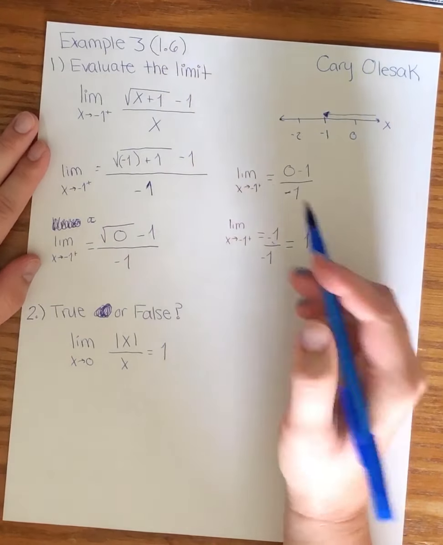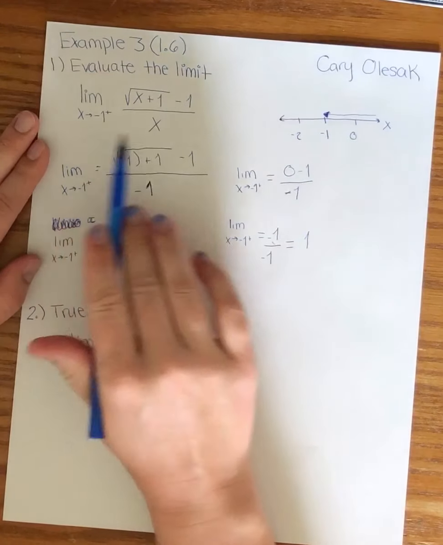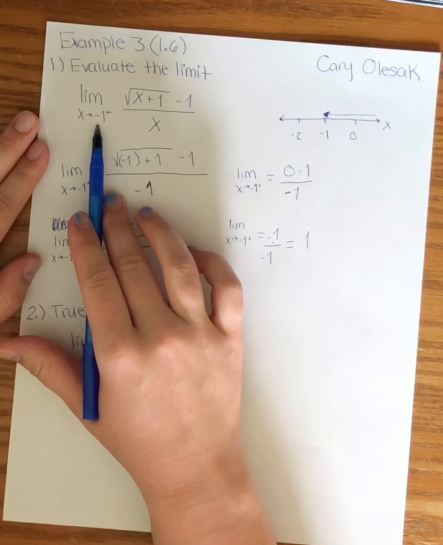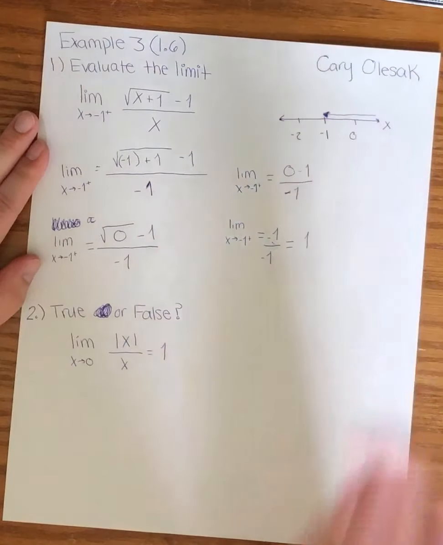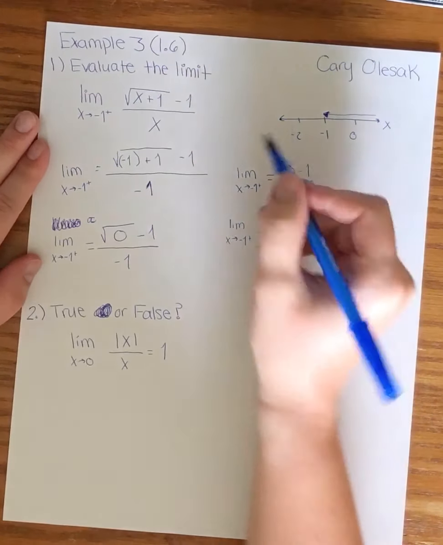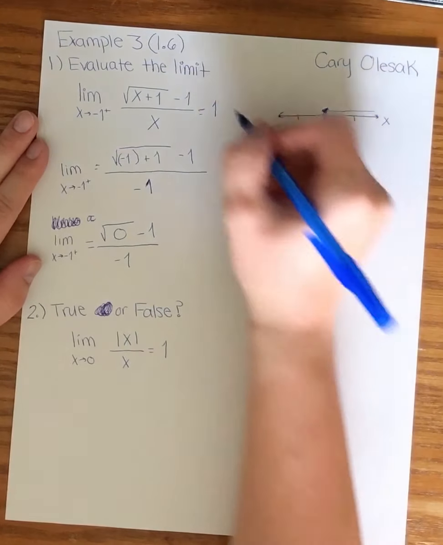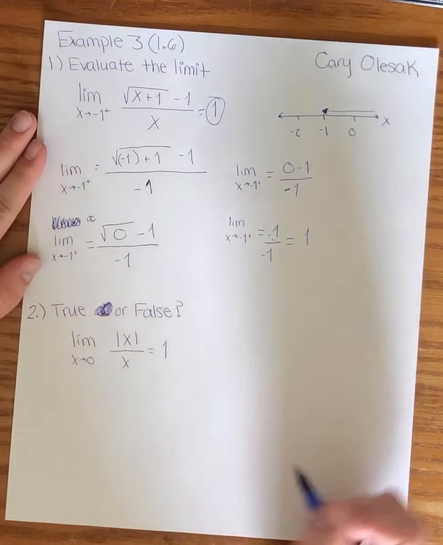So the limit of this function up here when approaching from the right side of the x-axis will equal 1. So that will be our answer.